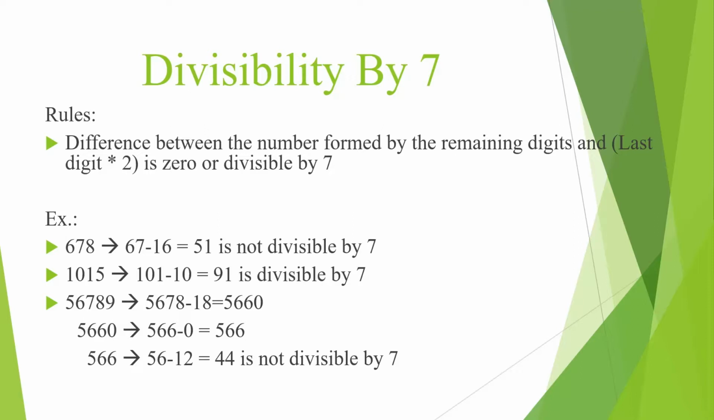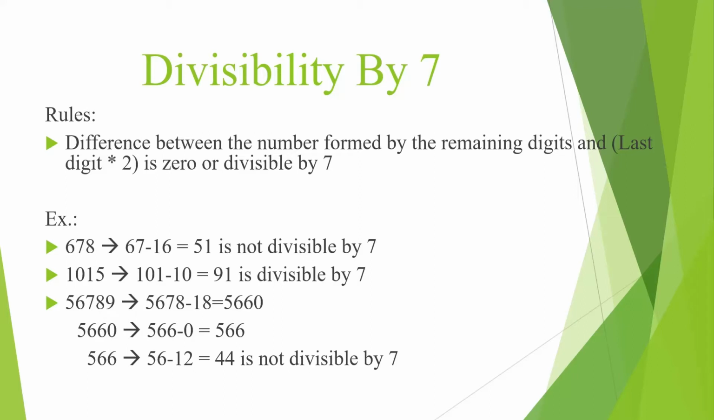5,660: the last digit we have to ignore. 566 minus 0 into 2, which is 0. So we will get 566. Again, it is a very big number, so let us reduce it again. 566, we ignore the last digit, giving 56, minus last digit into 2, 6 into 2, 12. 56 minus 12 is 44. 44 is not divisible by 7. So 56,789 is also not divisible by 7.